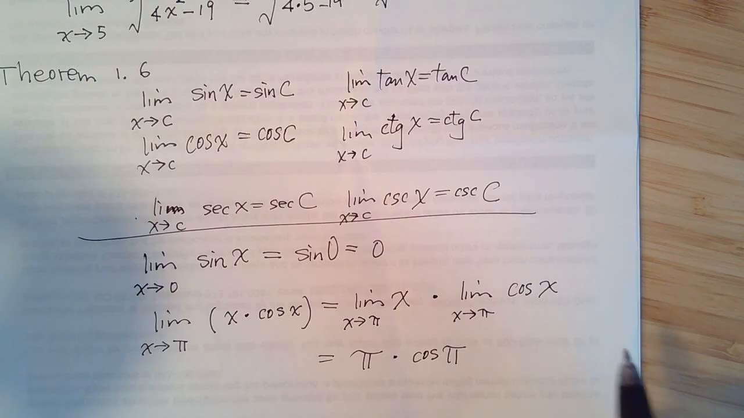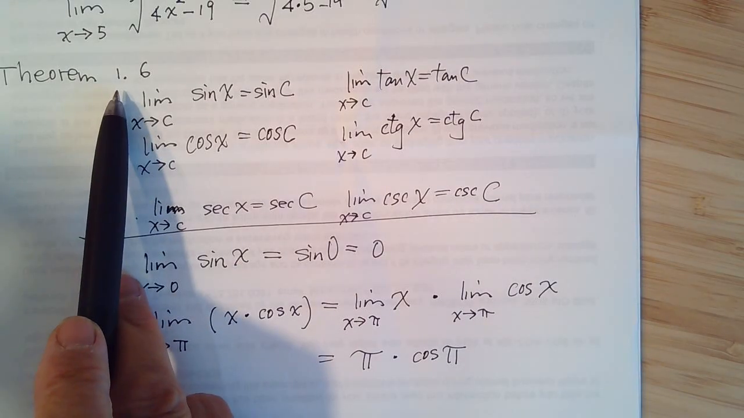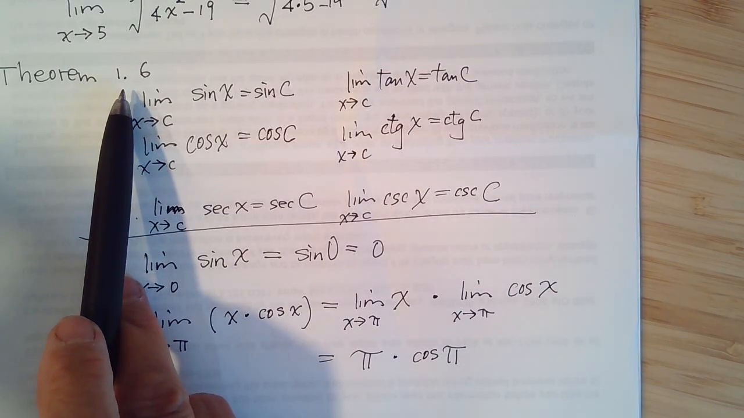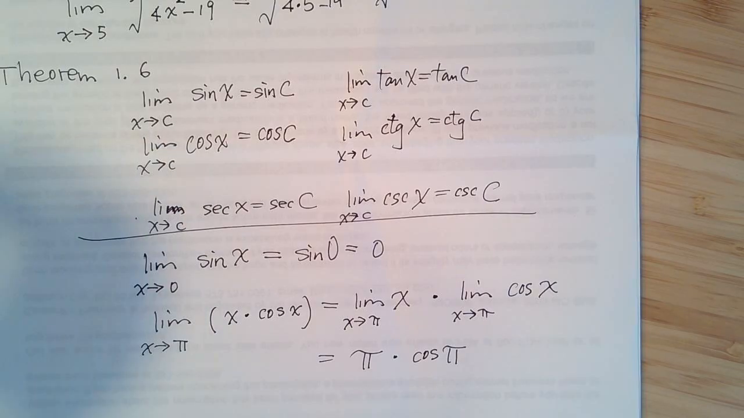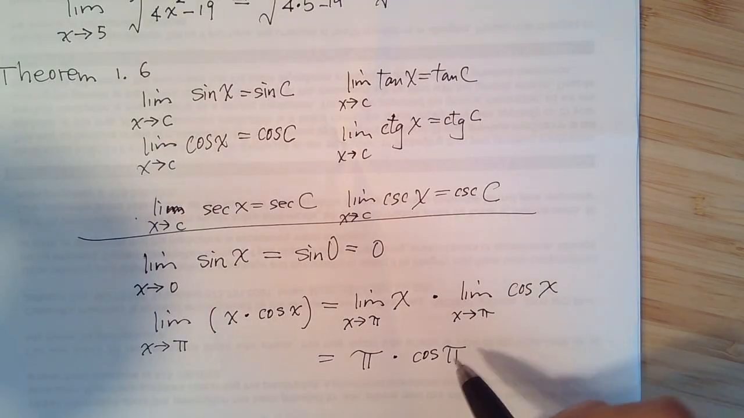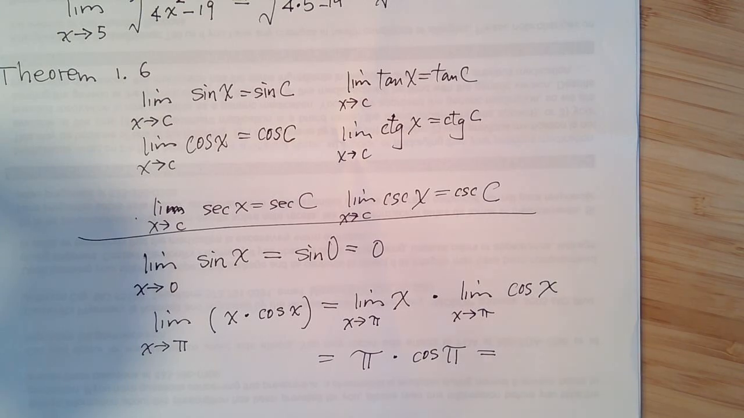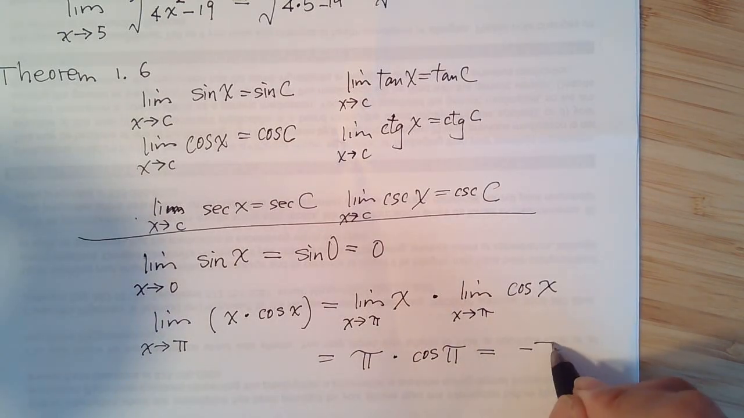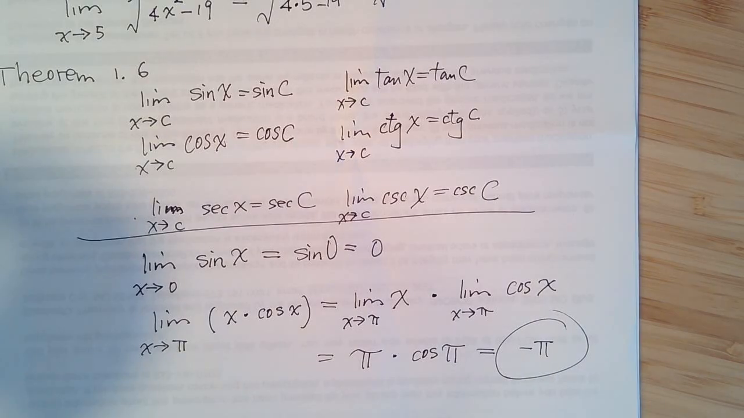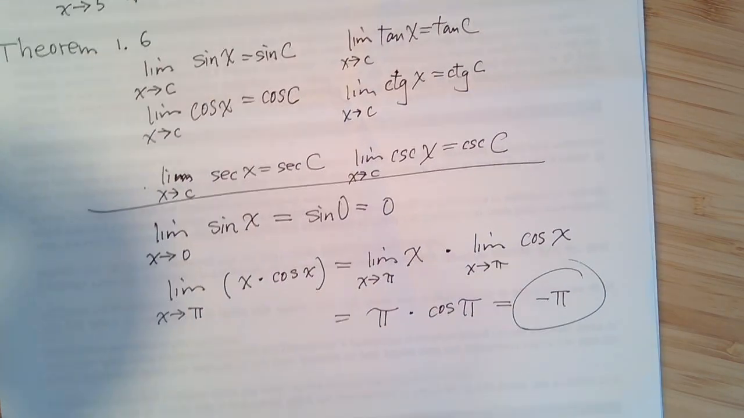You don't have to remember the number. You don't have to tell me that is 1.1 or 1.5 or 1.6. No, you don't really need to. As long as you know how to do it, you're okay. So what is cosine pi? Cosine pi is -1. Therefore, this is -pi. That's your answer. Okay? All right?